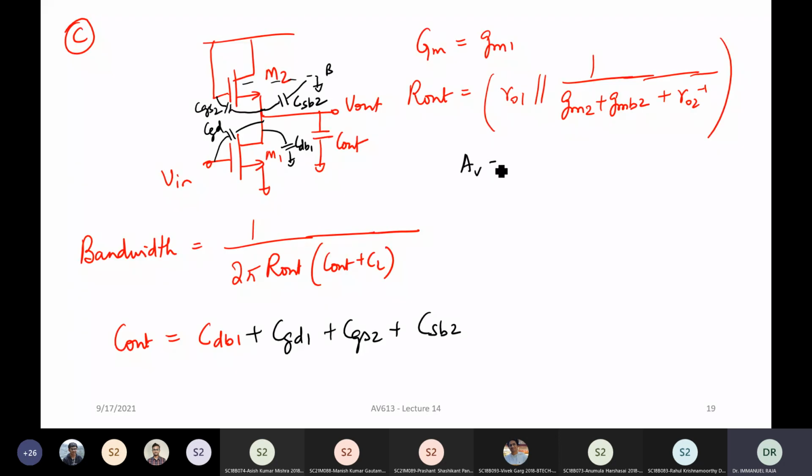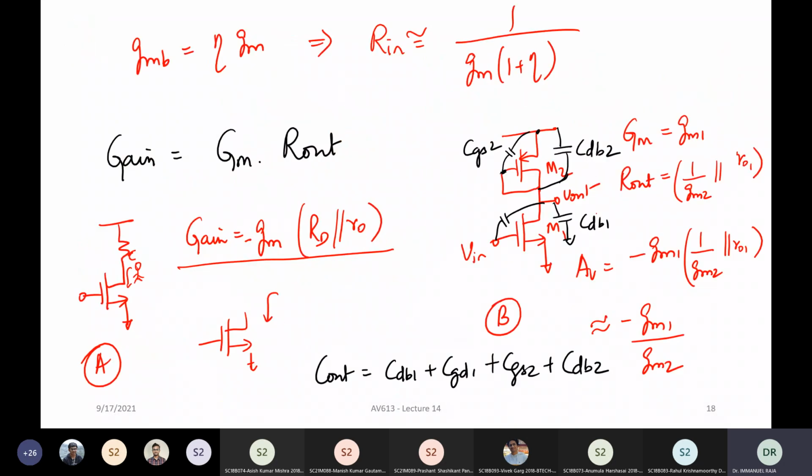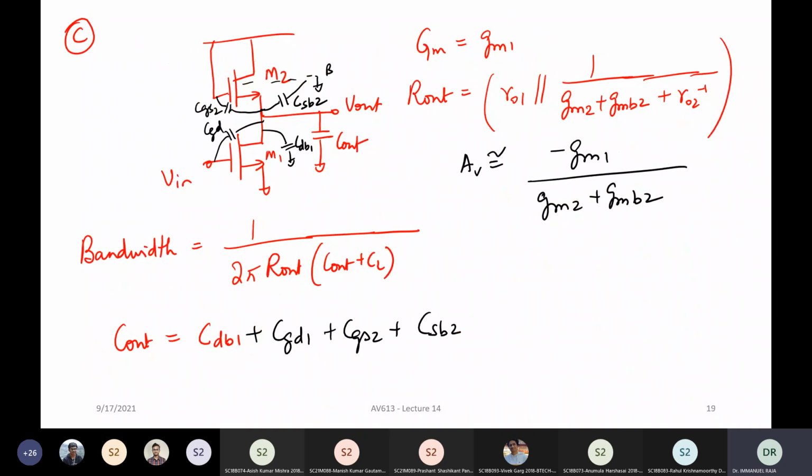So the total gain here, I didn't write. It is minus GM1 divided by approximately GM2 plus GMB2. This is your approximate gain, and bandwidth you will get like this. You can also calculate the noise the same way. I'm not going through all the things here. Instead of the resistor noise, you will basically get the 4kT gamma GM noise.